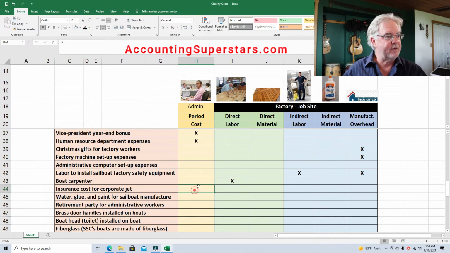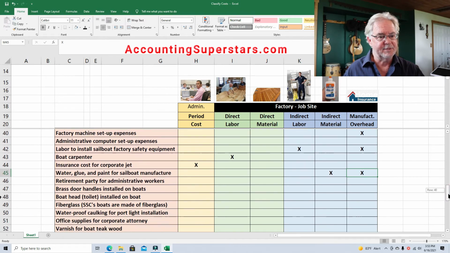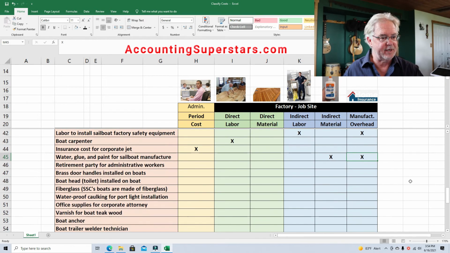Insurance cost for the corporate jet. They are doing quite well to have a corporate jet. Water, glue, and paint for sailboat manufacture. Now, these are items that go into the boat. They're part of the boat, but they're not worth keeping track of. So rather than direct materials, we'll call them indirect materials. Indirect materials are things that are not worth keeping real close track of. It's just not worth our time. And since I checked that box, I also have to check manufacturing overhead because indirect materials is manufacturing overhead. They're the same thing. But sometimes when we speak, we differentiate them.